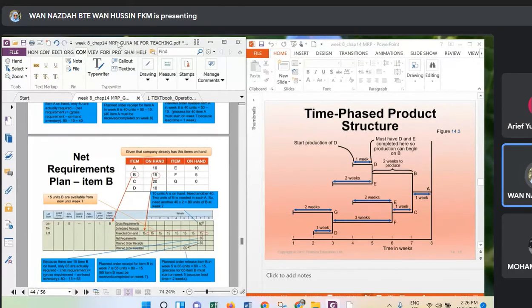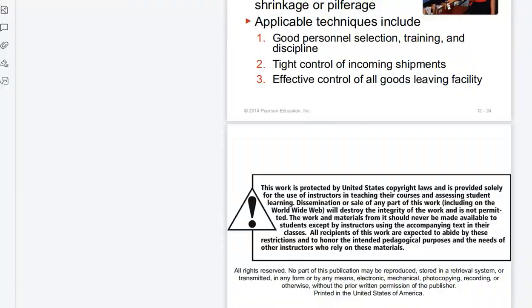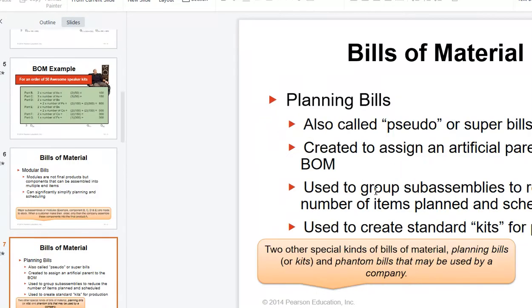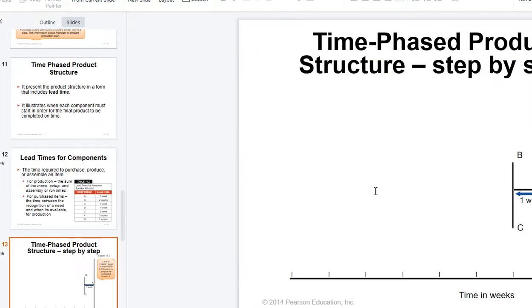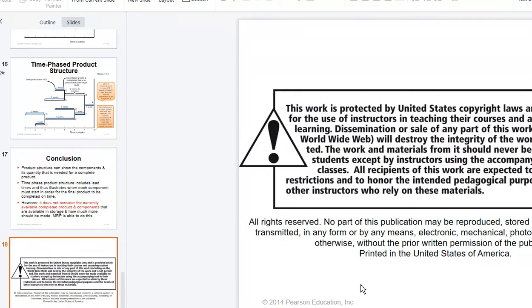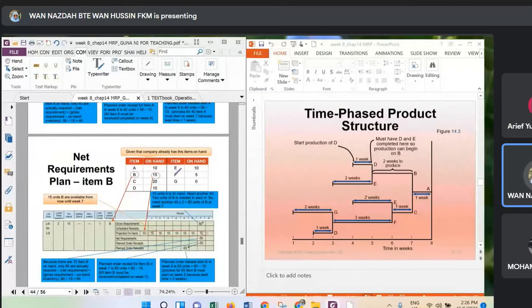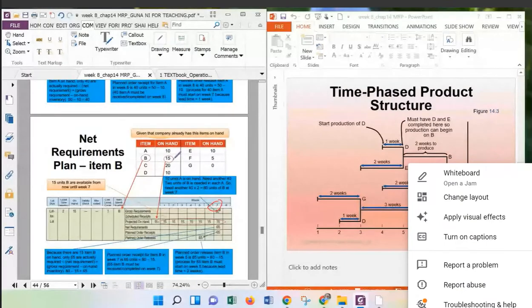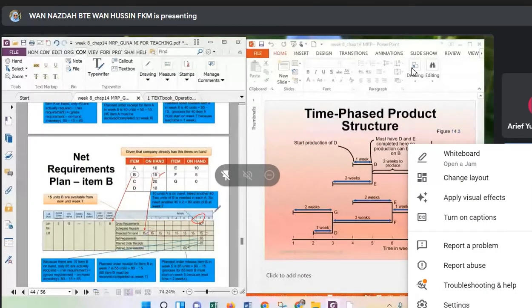How many Bs are required to produce 1A? 2. Okay, 2. So if you want to manufacture 40 of A, meaning that you must provide 80 of B, and this B must be available on week 7. Okay, and it says that on hand of B is 15. So you just subtract 15 from 80.